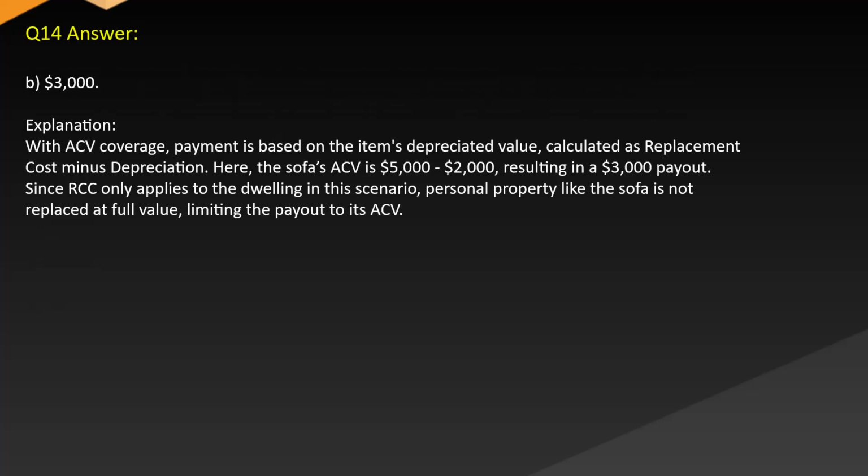Answer B. $3,000. Explanation. With ACV coverage, payment is based on the item's depreciated value, calculated as replacement cost minus depreciation. Here, the sofa's replacement cost is $5,000, minus $2,000, resulting in a $3,000 payout. Since RCV only applies to the dwelling in this scenario, personal property like the sofa is not replaced at full value, limiting the payout to its ACV.